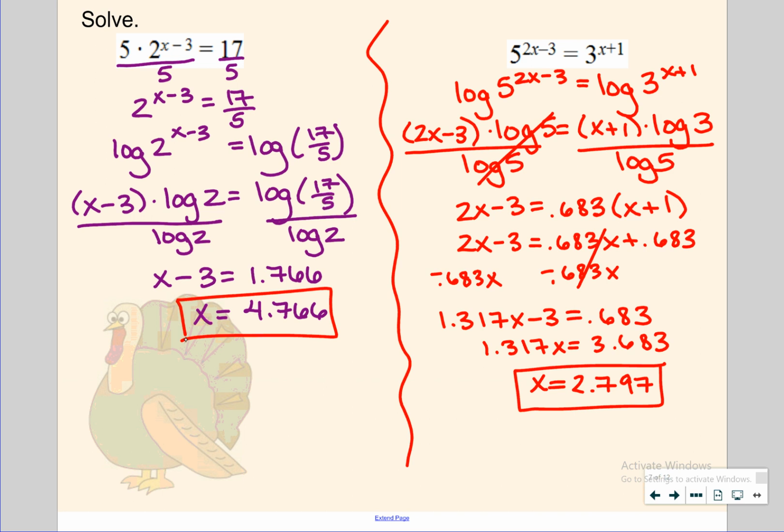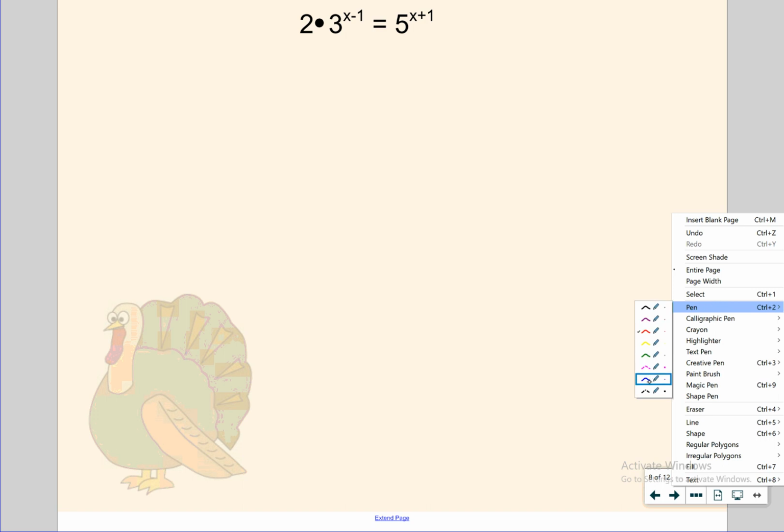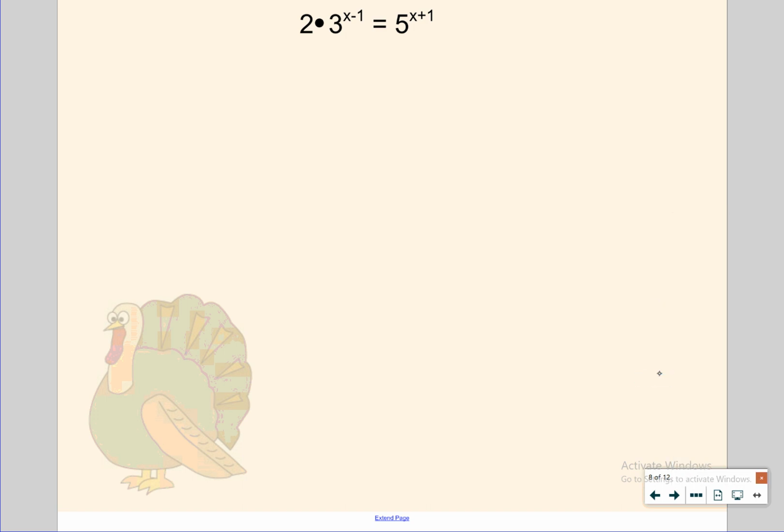Okay. All right. One more of these. 2 times 3 to the x minus 1 equals 5 to the x plus 1. Okay, so first step is I want to get my base alone. And we have 2 bases here. The problem is one of them's already alone, but the other is not. And even if I move the 2 over, then I'll have the same problem, right? One will be alone and one isn't. So we just kind of have to deal with it.